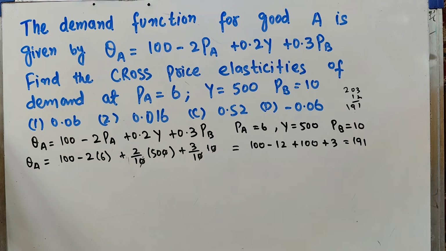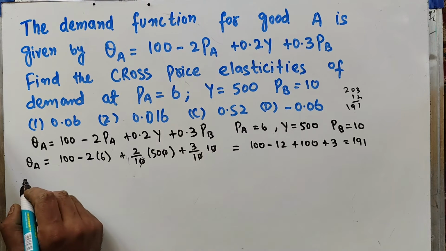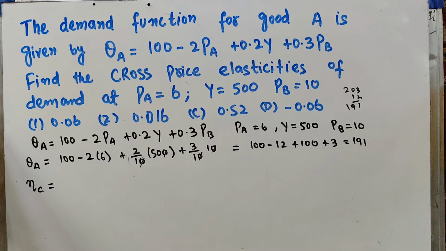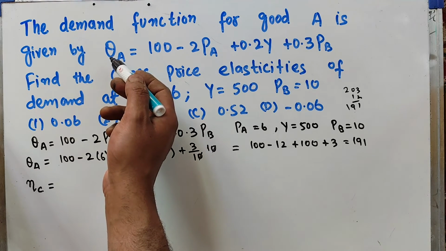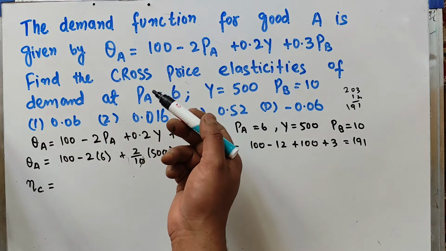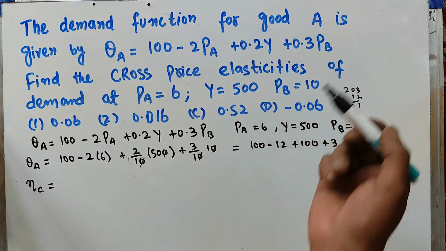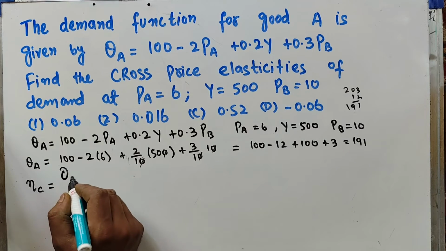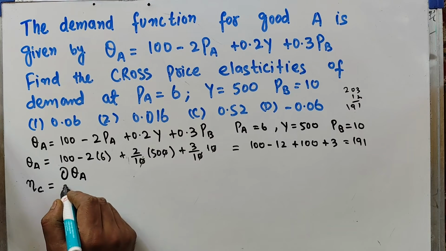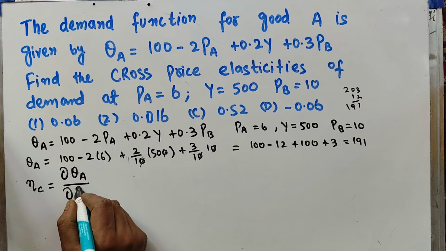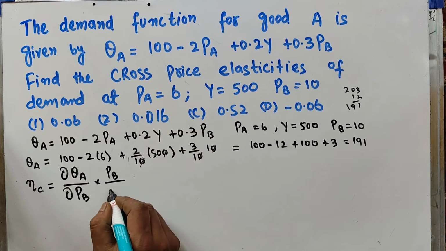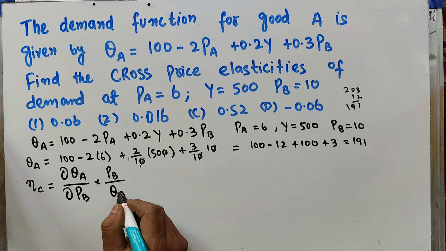Okay, 191. Now what is cross price elasticity of demand? It is denoted by N subscript C. Cross price elasticity of demand shows us how the demand of good A changes due to the change in the price of good B. Mathematically, it is equal to the change in the quantity demanded of good A due to the change in the price of another good B, times price of good B upon quantity demanded of good A.